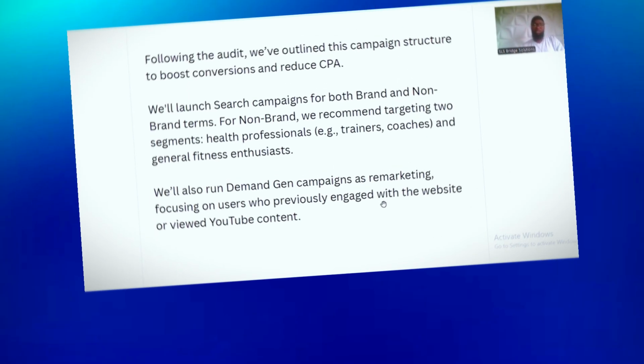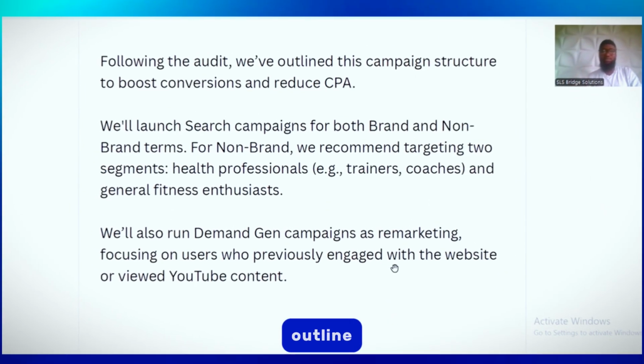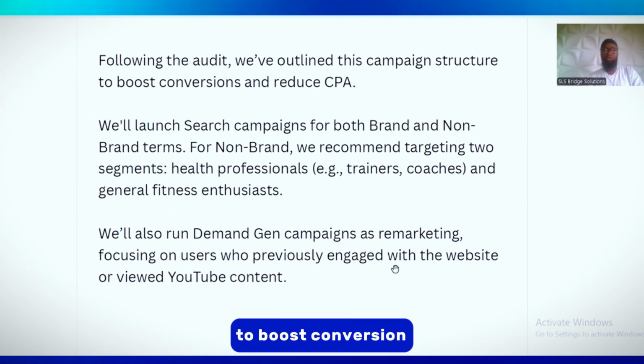So following the audit that we did, we were able to outline this campaign structure to boost conversion and also reduce cost per acquisition. So we will be launching the search campaigns for both brand and non-brand terms.